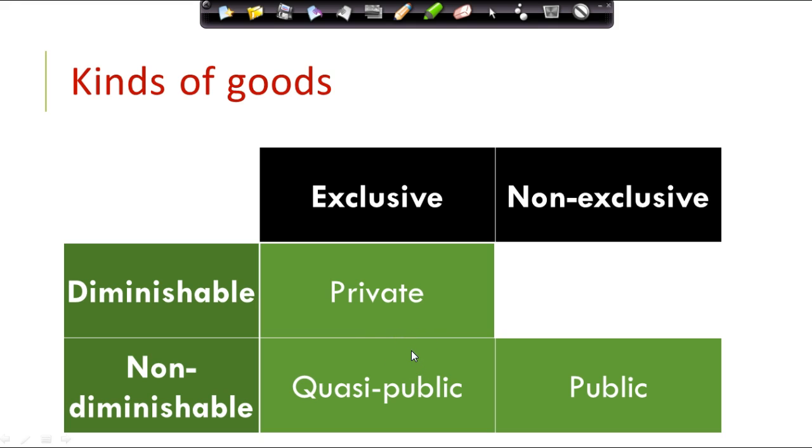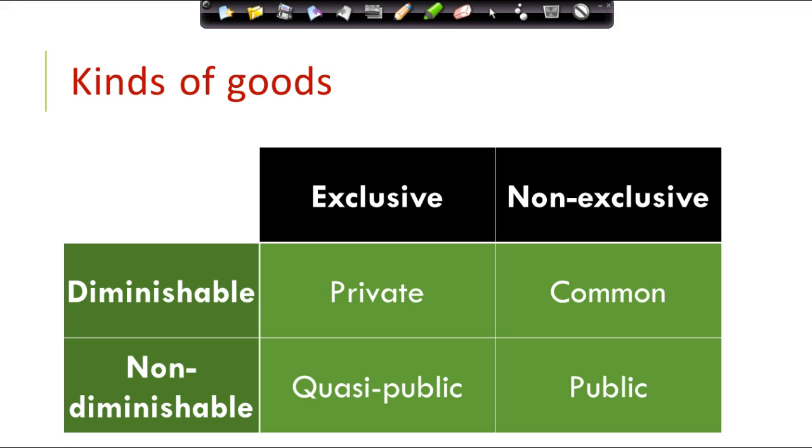And lucky last, we've got the case of a good which is diminishable. As more people utilize it, it decreases in quantity, but no one can be excluded from enjoying the benefits of it. This is what we would call a common good. Alright, so these are our abstract categories of private goods, common goods, quasi-public goods, and pure public goods.